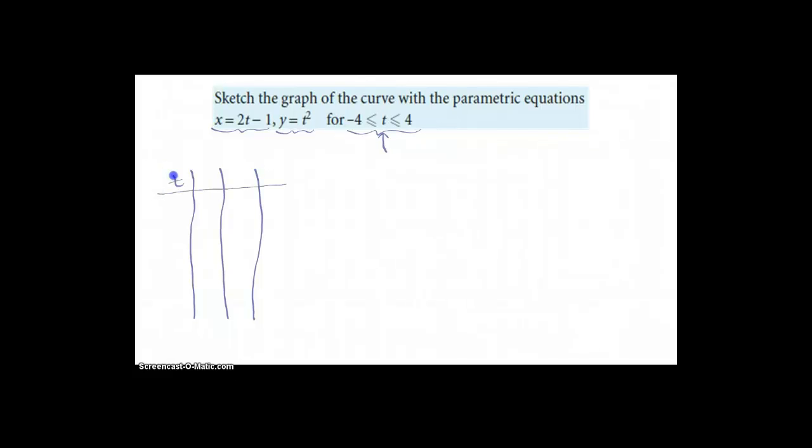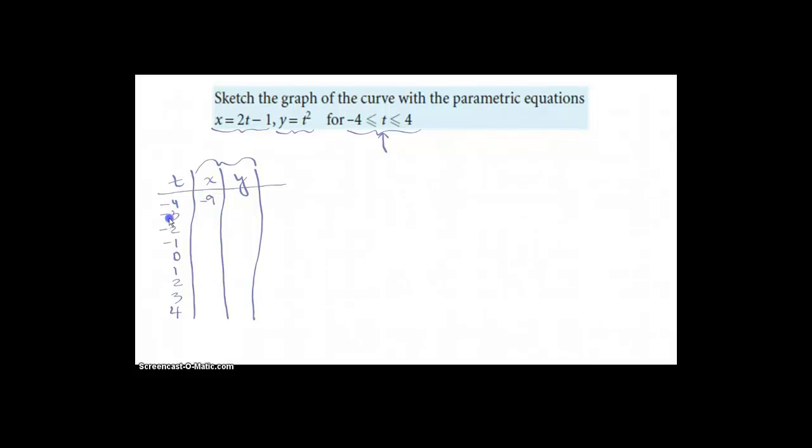So here would be our t value, here's our x value, our y value, and these are the only coordinates we're actually going to sketch in the plane. But here's some t values. We'll pick -4, -3, -2, -1, 0, 1, 2, 3, 4. So let's plug those into the x function first. It's twice the t value minus 1. So 2 times -4 is -8, minus 1 is -9.